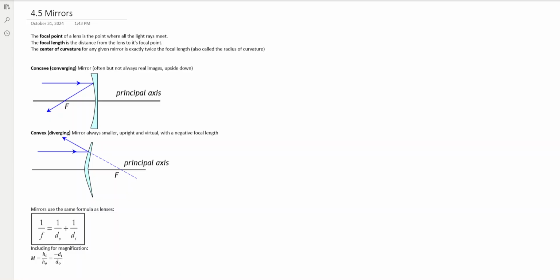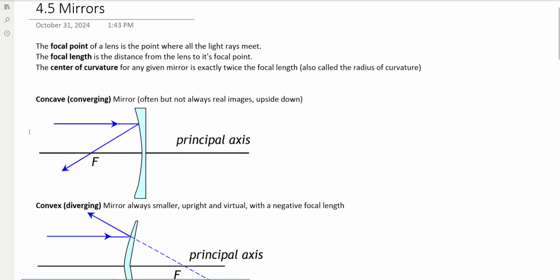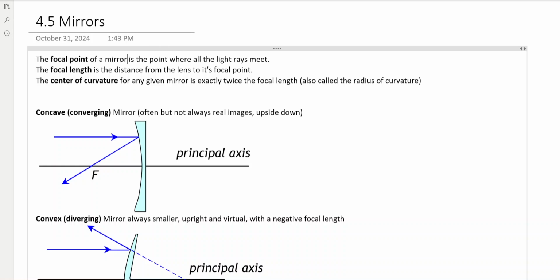So we're talking about mirrors and basically the different focal points and focal lengths and center of curvature and all that sort of stuff about converging and diverging mirrors, or convex and concave mirrors. So first of all, the focal point of a mirror is the same as with a lens. It is the point where all the light rays meet. The focal length is the distance from the mirror to its focal point.